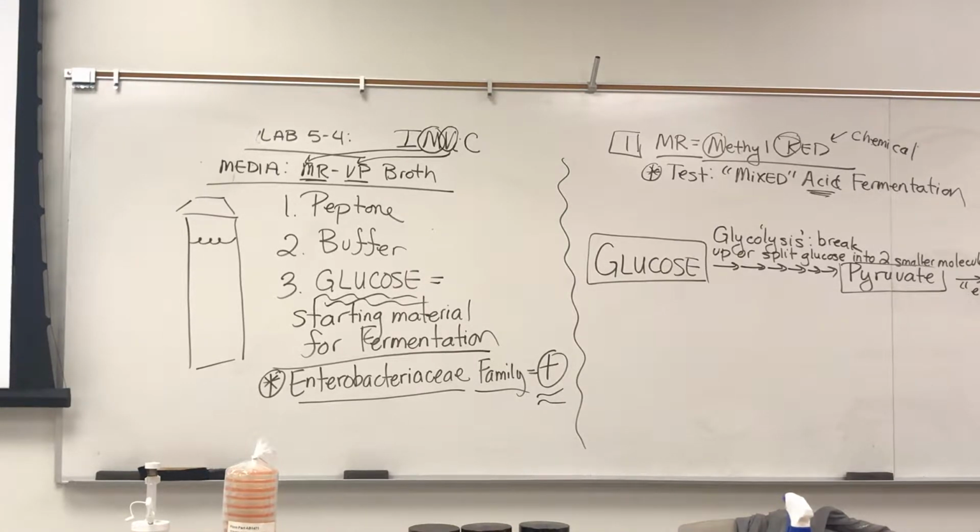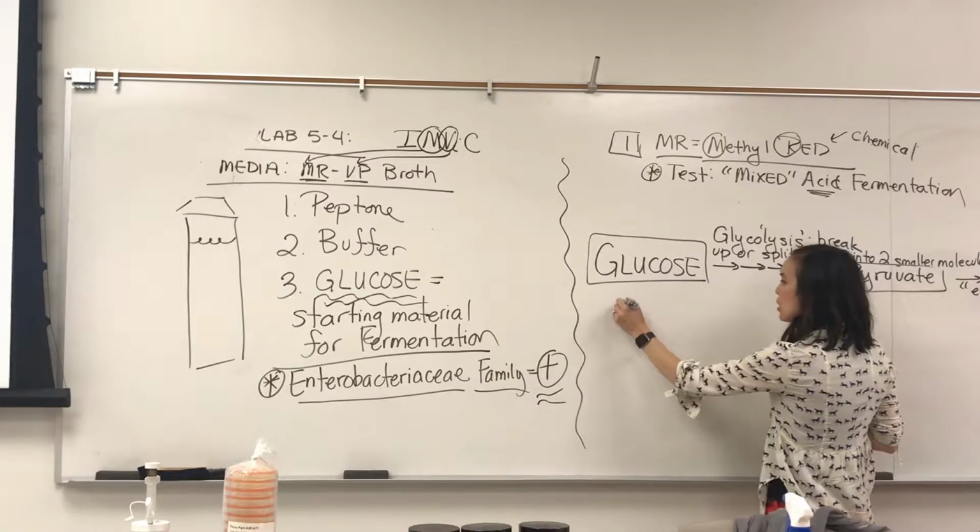But basically we have a mixture of acids. So that's why your lab manual calls this mixed acid fermentation, because your end product is a mixture of different acids. So this part is actually going to be pretty easy, because all you are going to do is add a pH indicator. You're going to drop in a pH indicator to tell us if you have those mixed acids in there. So it's going to be pretty straightforward.